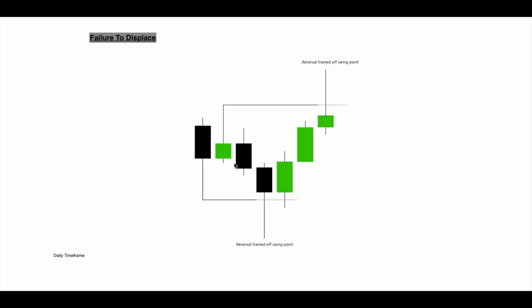That now brings us into the failure to displace. So as you can see here in the example, if price fails to displace below a swing low and closes above it, then we could possibly see our next candle move to the upside. And then on the flip side, if price fails to displace above an old high and closes below it, then we could possibly anticipate the next candle to reverse to the downside and give us a bearish bias.